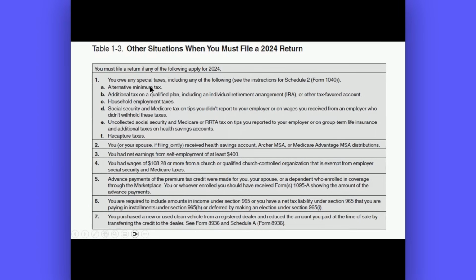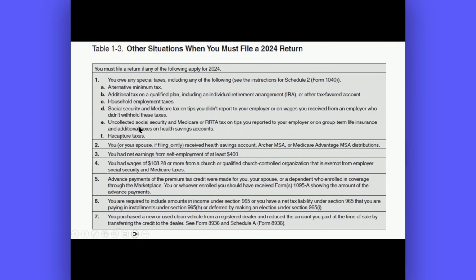First of all, if you owe any of these special taxes, you have to file a 1040 regardless of your income. If you owe the alternative minimum tax, and we'll talk more about that in a later video. If you owe this additional tax on a qualified plan, such as an individual retirement account or other tax favored account, then you have to file a 1040. If you owe any household employment taxes, which we'll talk about later. If you owe Social Security and Medicare tax on tips that you did not report to your employer, or on wages that you received from an employer who did not withhold those taxes. Not a common situation, but if that happens, then you have to file a 1040.